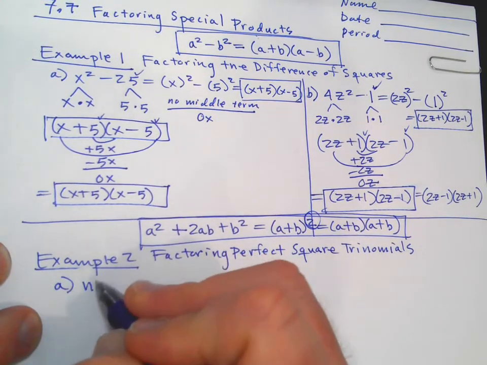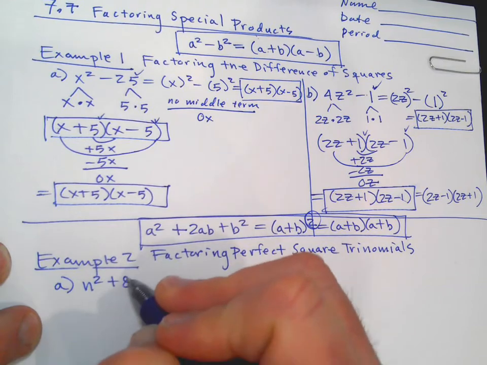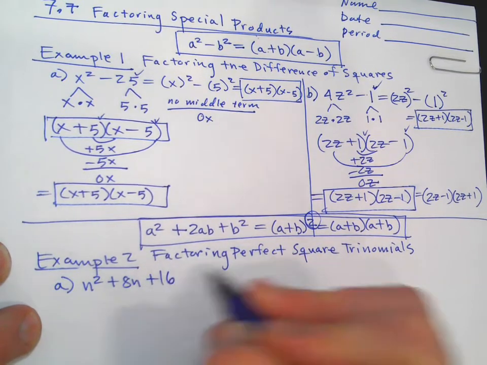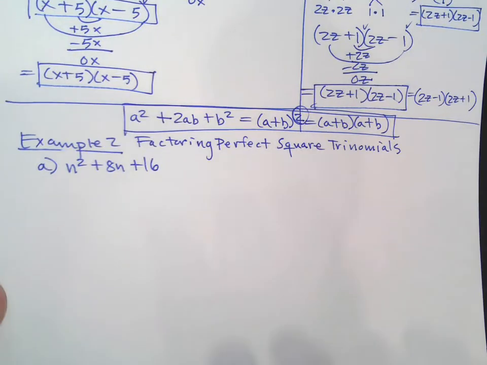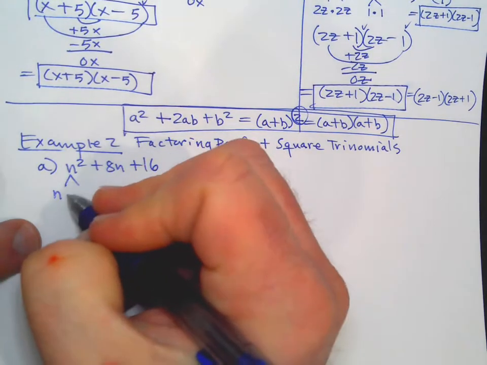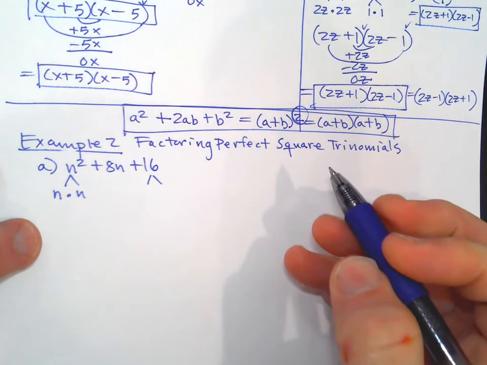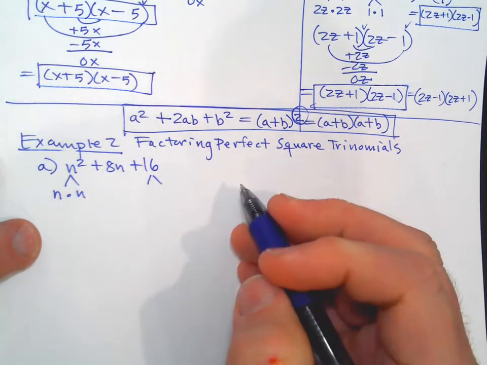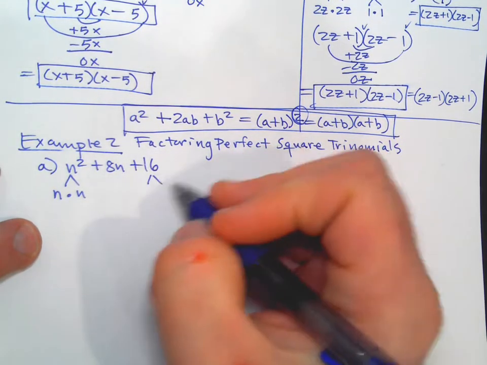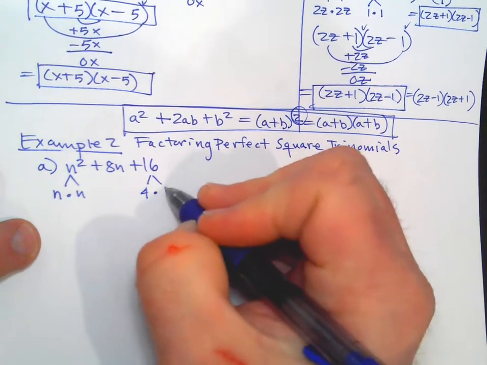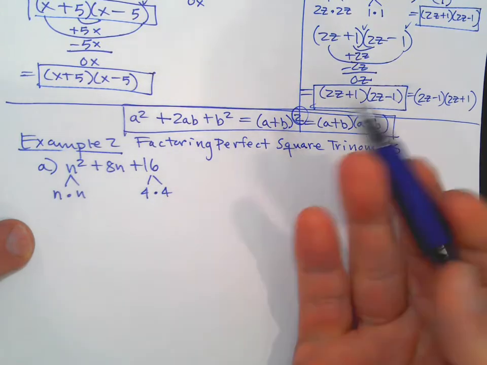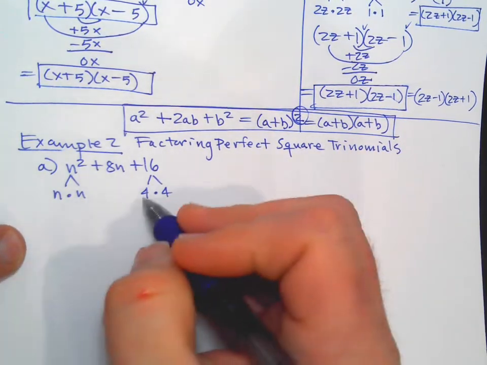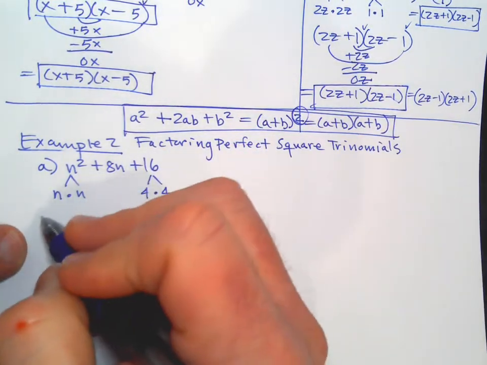Example A, n squared plus 8n plus 16. Now, I look at this and it just looks like a normal problem. How do I get n squared? n times n. How do I get 16? Well, there's a few different ways: 1 times 16, 2 times 8, 4 times 4. Hopefully you're getting to the point where you're not having to write all those out before you think of the right pair in your head, because we need to get 8n. Well, that's perfect. It's going to be 4n and 4n, that gives me 8n.